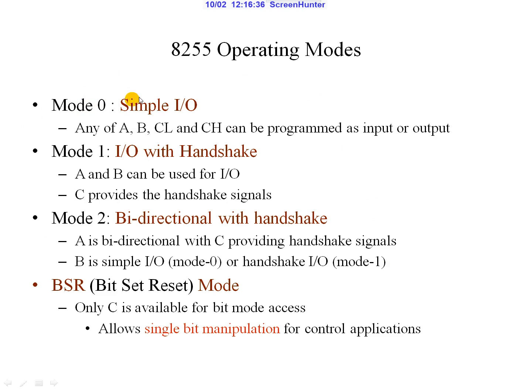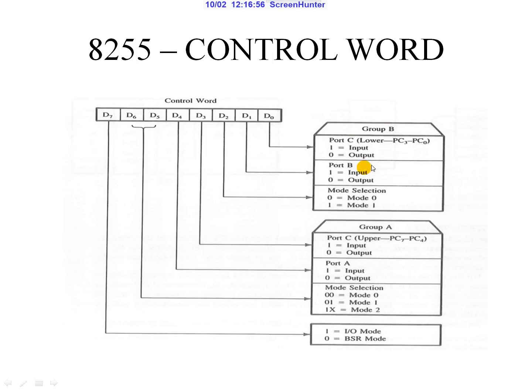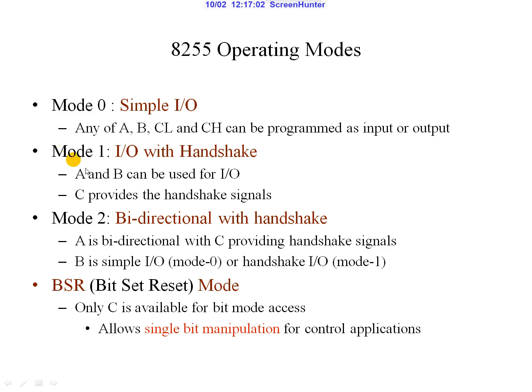Values. So here you will have the 4 operating modes for the 8255. The first mode is mode 0, that is simple input output. For any of these ports, that is port A, port B and port C, each can be programmed as either an input or an output. So that can be programmed in this controller as either an input or an output.